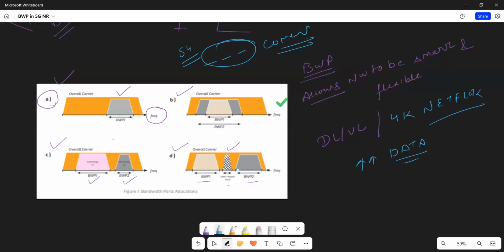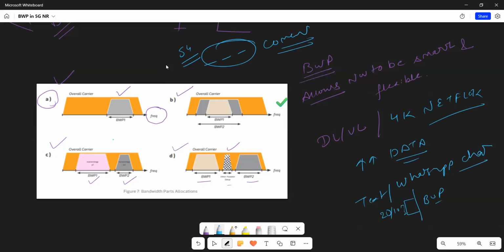But if you are using some normal text or some WhatsApp chat, you don't need that much bandwidth. So you can shift to a lower bandwidth part, which has less bandwidth, let's say not 20 but maybe 10 megahertz, something like that, as per the configurations. So this is how this flexibility is given to us in 5G via BWP. What is the benefit of that? Customizing the internet service size for each device. It will work faster and more efficiently. So we are efficiently using our spectrum, basically.